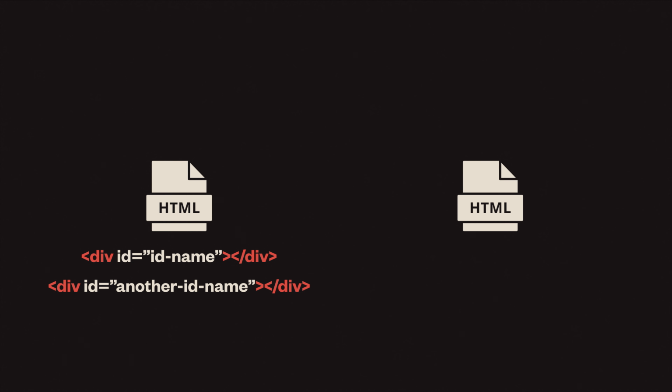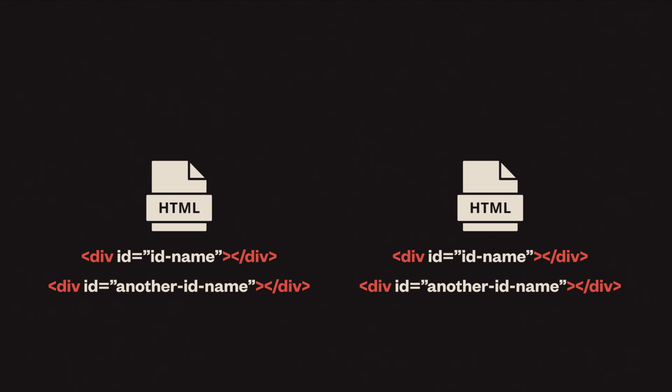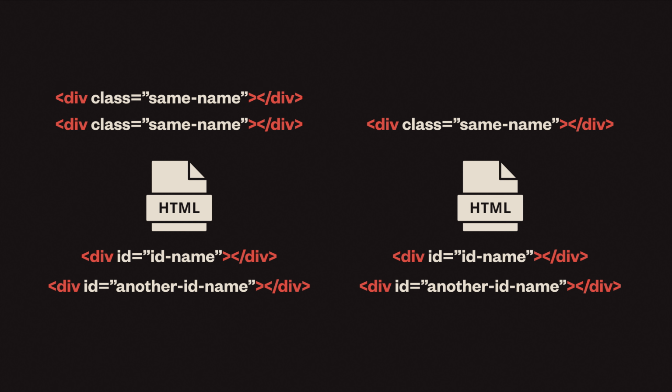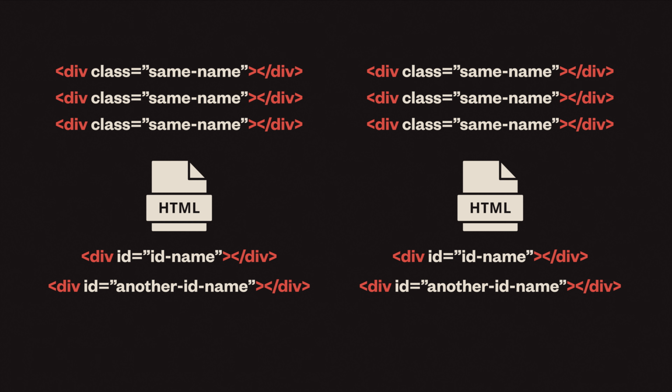IDs are unique, so you can only have one ID per HTML file and you cannot repeat it in the same HTML file. With classes, however, you can repeat the same class as many times as you like in an HTML file. A good rule of thumb is to always use classes when it comes to CSS and HTML styling, unless you have a really good reason to use an ID and want something super specific for an element.